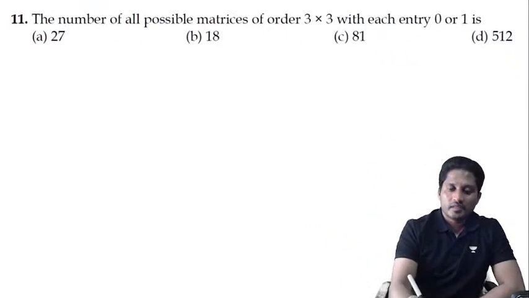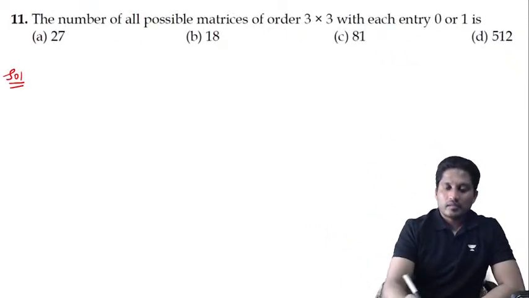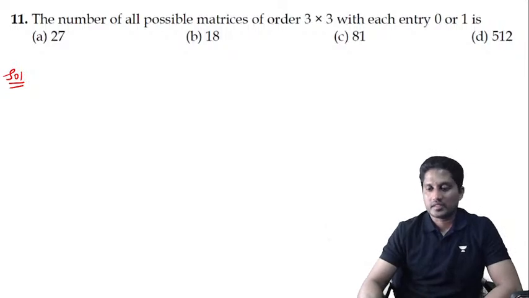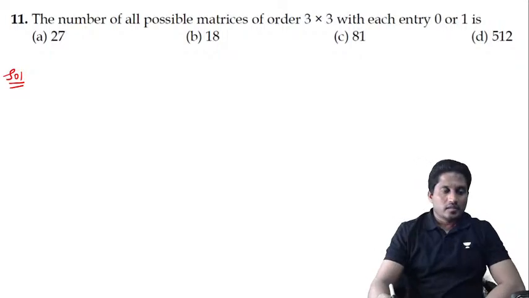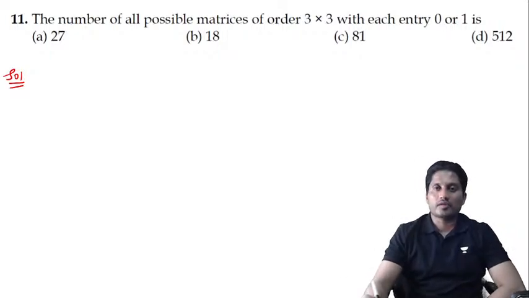Question number 11. The number of all possible matrices. Just a sec. Yeah, number of all possible matrices for order 3 by 3.